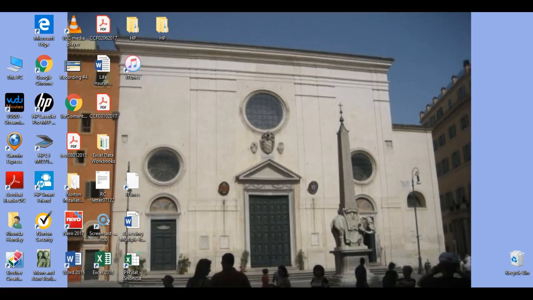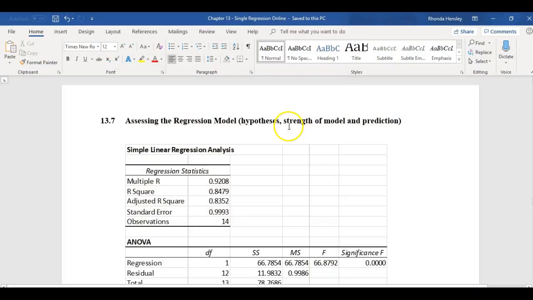Hello, this is the second half of simple linear regression, where we actually do the hypothesis test and determine how strong our model is and if we can use it for prediction. This is kind of the easiest half, so if the other half sank in, we're all in good shape, I think.